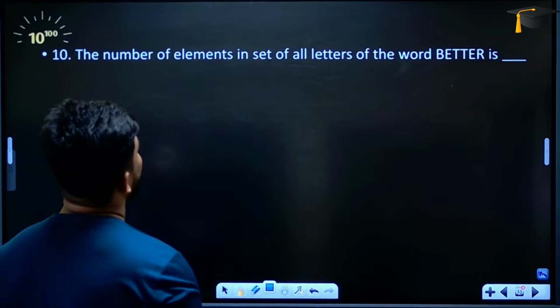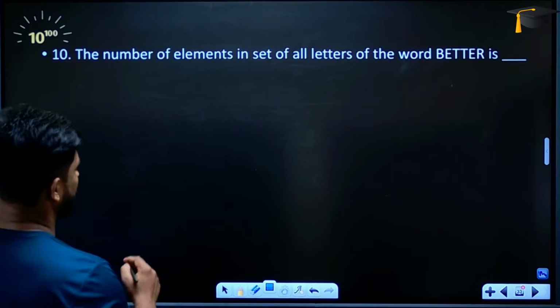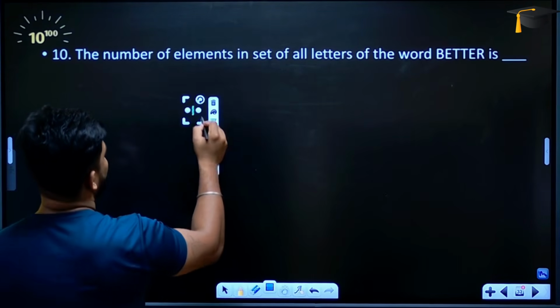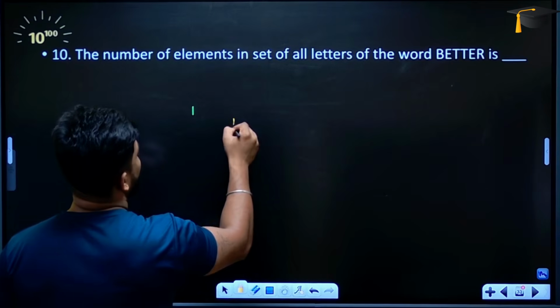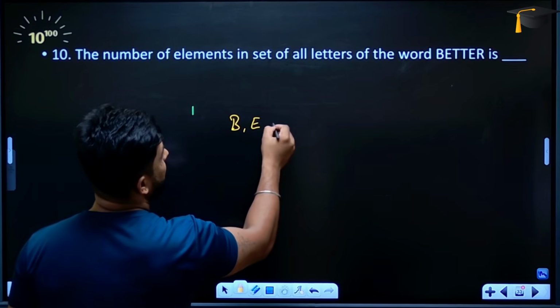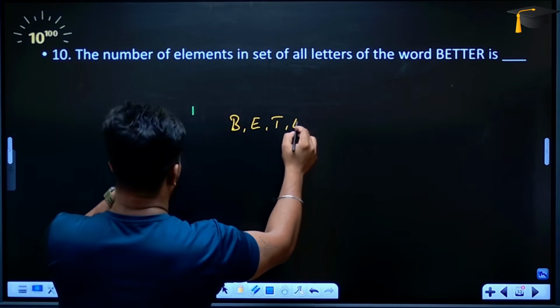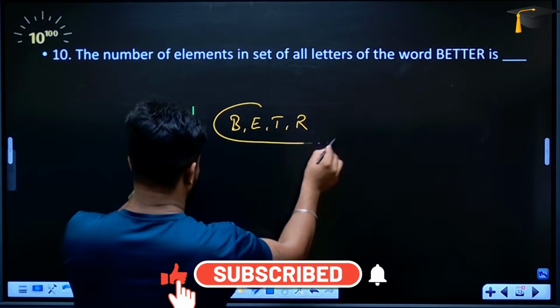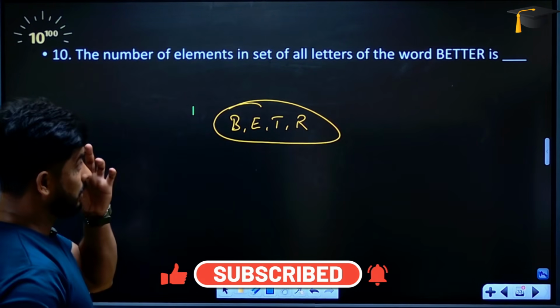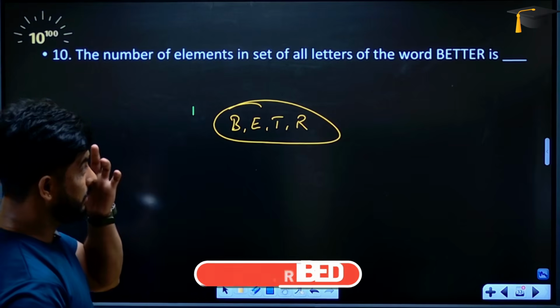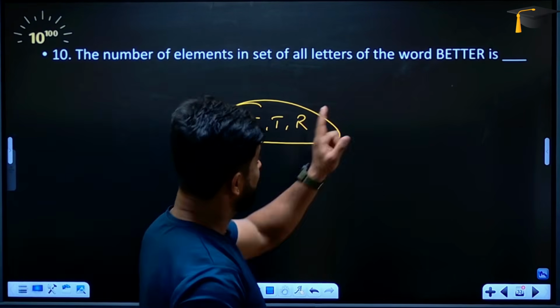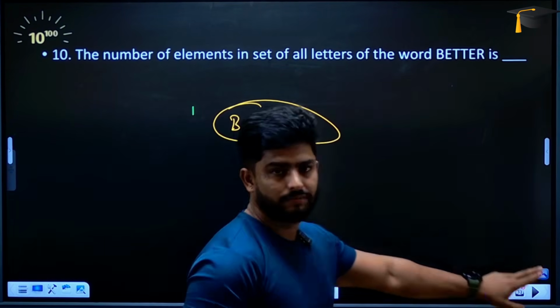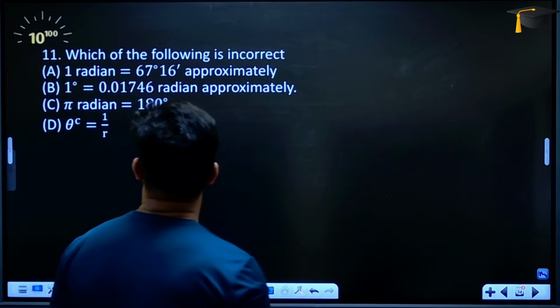So the number of elements in the set of letters of the word better, Makle. So it is B, E, T, R, right? B ಇದೆ, E ಇದೆ, T ಇದೆ, R ಇದೆ. B, E, T ಅಷ್ಟೇ. So B, E, T ಎಷ್ಟು ಬರುತ್ತೆ? 4 ಅಷ್ಟೇ. ಕರೆಕ್ಟ್. B ಎಲ್ಲ, E double ಇದೆ, T double ಇದೆ, correct. 4. Next, it's fill in the blanks.